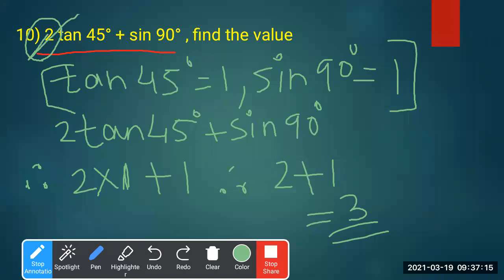So whenever you get such type of question, first write down the values from the table, and then do the substitution.